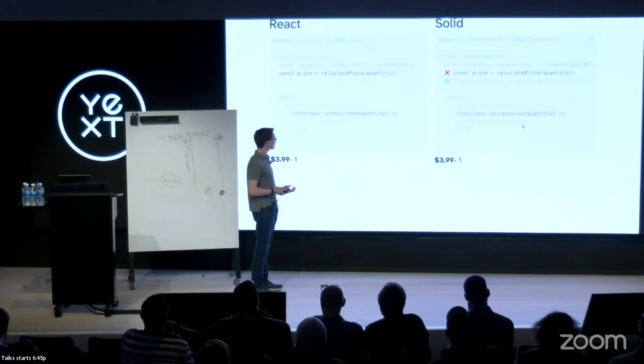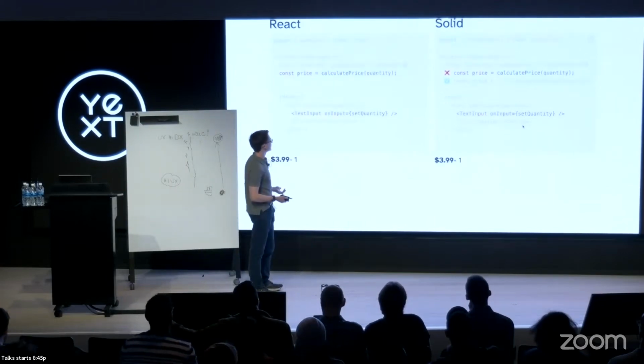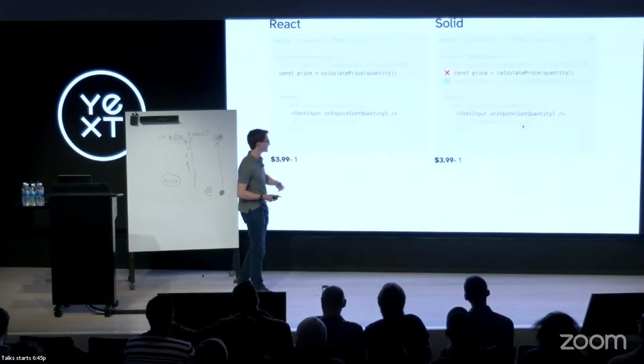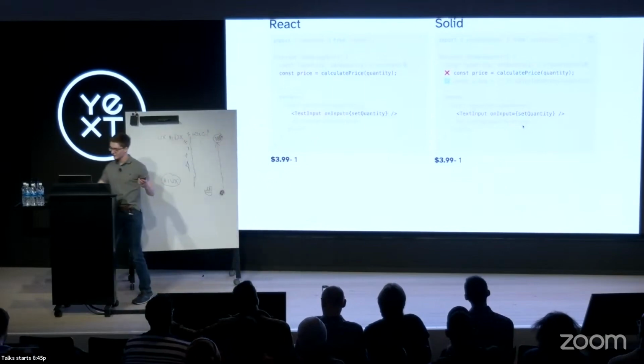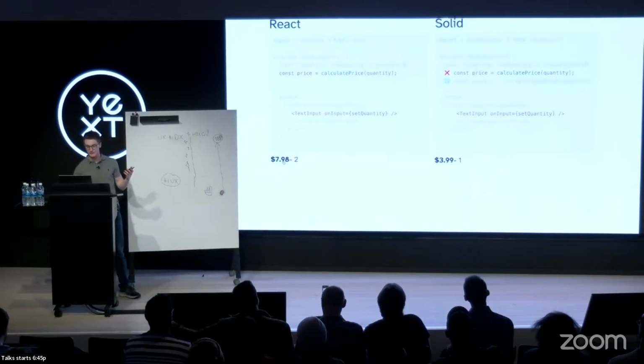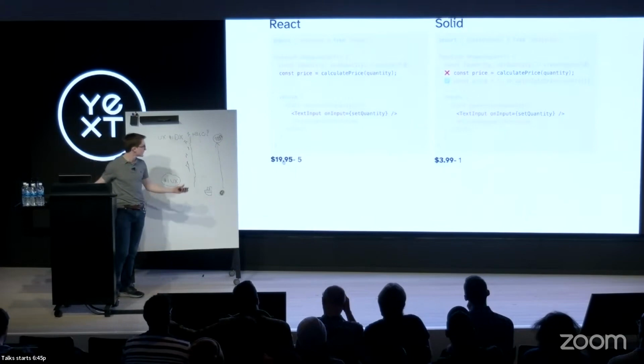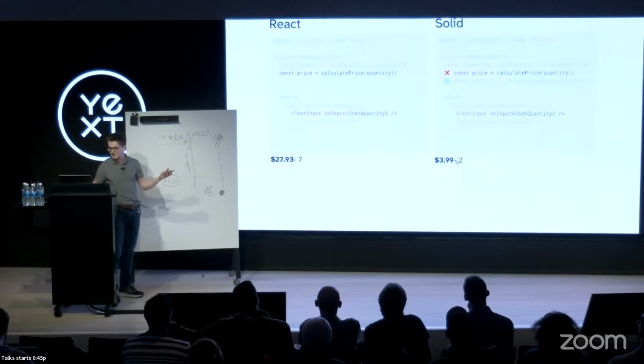And when you're working with this for the first time, you might think you can recalculate values the same way. In React, you would just write a variable. So in Solid, you might try to write a variable as well. And I have two actual clickable buttons here. In React, it's going to update the price as the quantity goes, assuming it's $3.99. And in Solid, the quantity updates, but the price isn't.